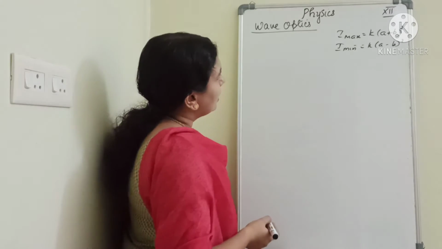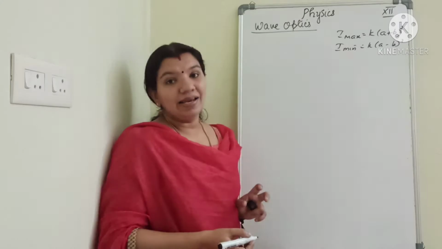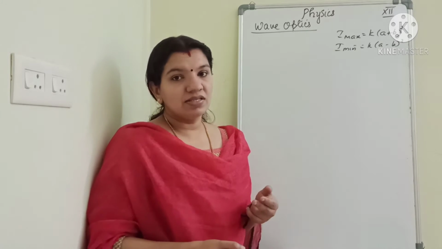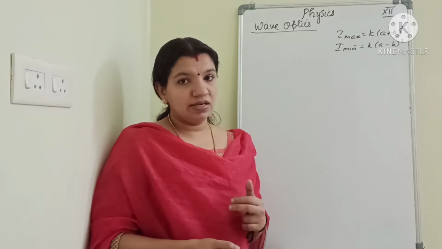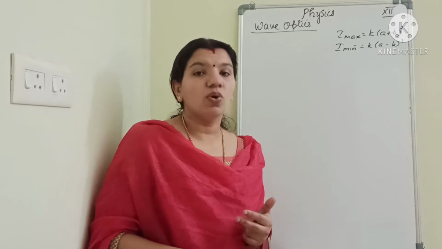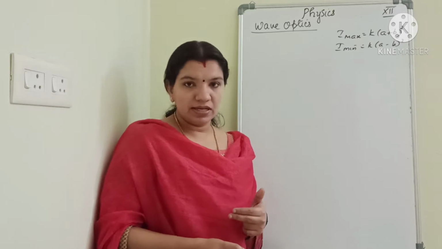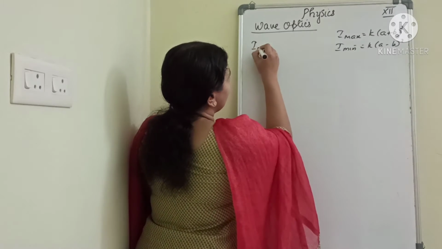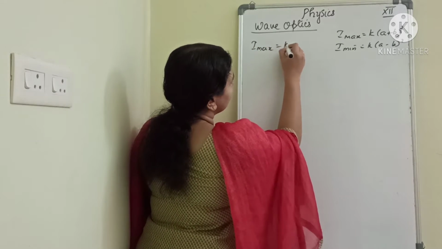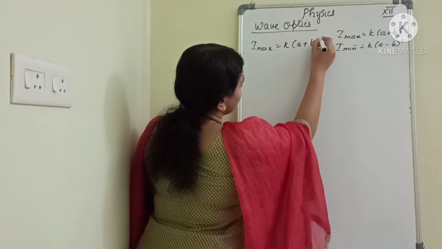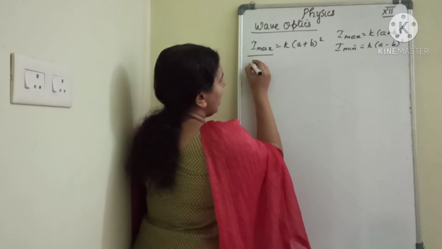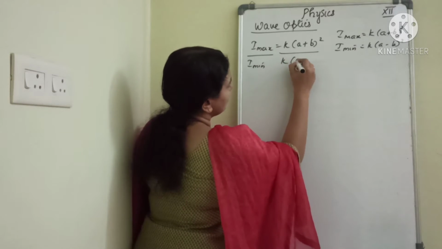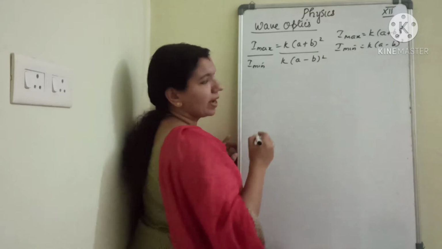Clear? Now, here we are going to have a comparison of the maximum and minimum intensity. That means we are going to take a ratio of maximum and minimum intensity. So first of all, I maximum is equal to K into (A plus B) the whole square, and I minimum is equal to K into (A minus B) the whole square.